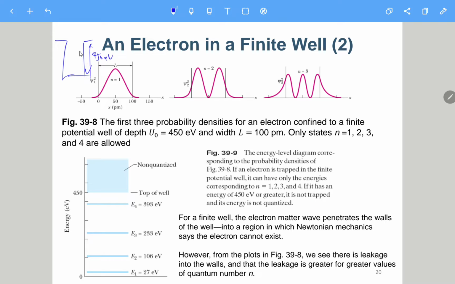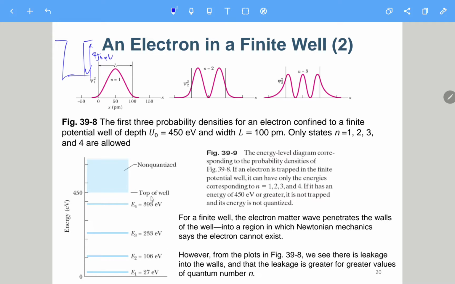And if the electron has more energy, then it will not be trapped by this well anymore, and the energy there is not quantized. It is continuous because it is free. You can change to any energy because it is already free.